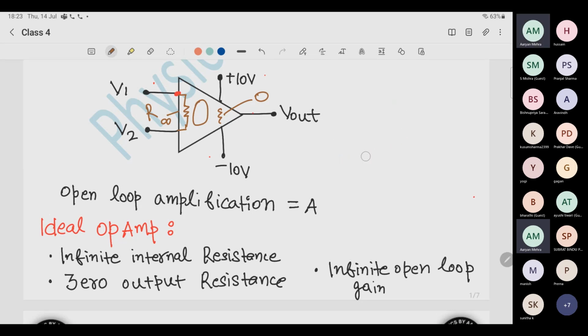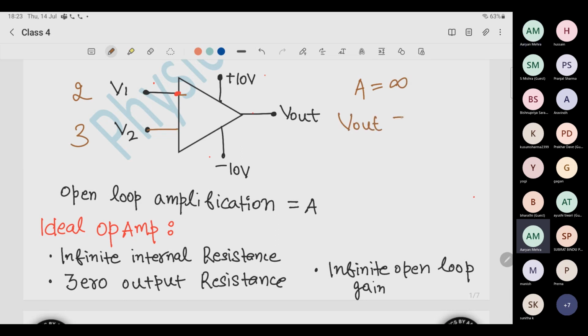So now I have a very wonderful question for you, and I will answer it also. Let's say your voltage is here 2 and here it is 1, or let's say 3, and it is an ideal op-amp, so amplification is infinite. So what is your V output?